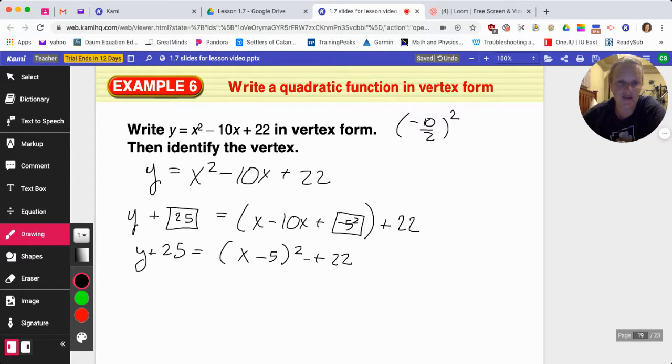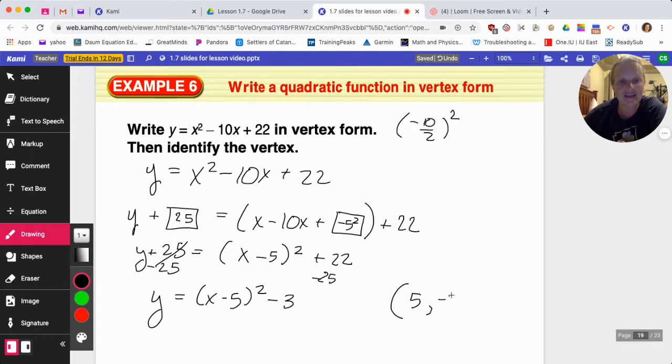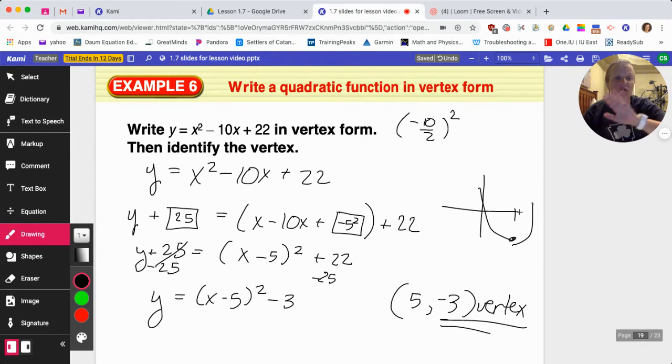I almost have vertex form. I just need to move this. Oops, there we go. Those are gone. My vertex form is y equals (x minus 5) squared minus 3. So my vertex is (x minus h) positive 5, plus k, negative 3. That's the whole point. So I could actually plot it pretty well. If I go over 5, down 3, I have a happy parabola. Really bad drawing. Don't do that on your own.